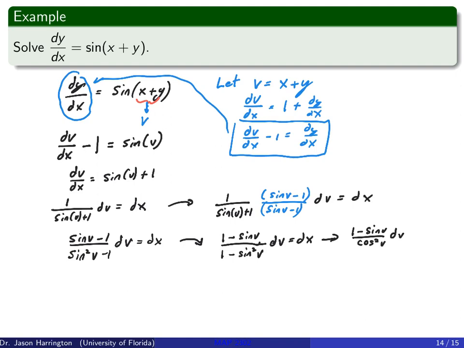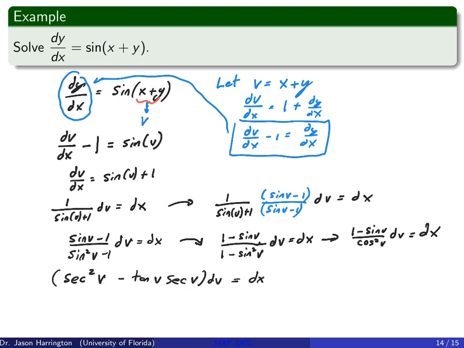Hey, don't get mad at me. I don't design these things. equals dx. It's nice. Now, if I divide each term through by cosine squared, then I'm left with secant squared v minus tangent v times secant of v, and that's my dv, is equal to dx.